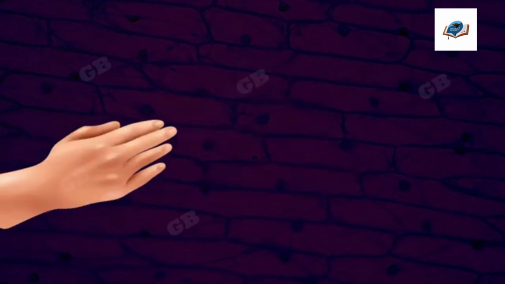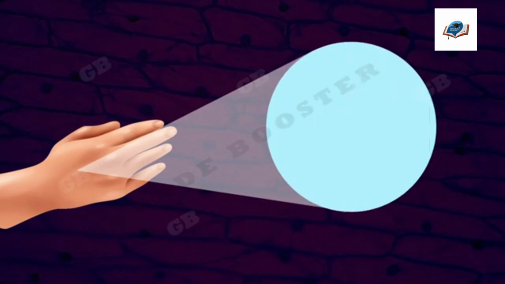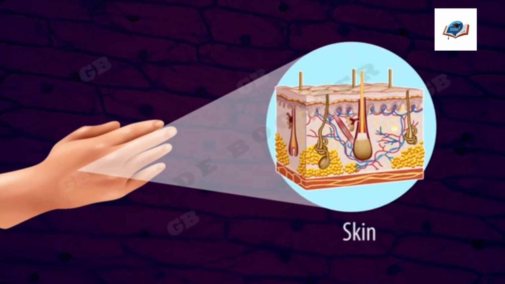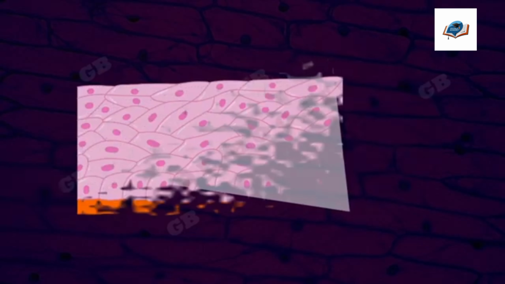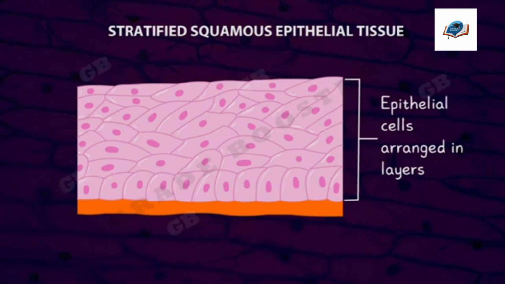Stratified squamous epithelium. The skin is also made up of squamous epithelial tissue, but it is different from the simple type found in alveoli and capillaries. The skin is composed of stratified squamous epithelium. Stratified means that the tissue has multiple layers of cells.